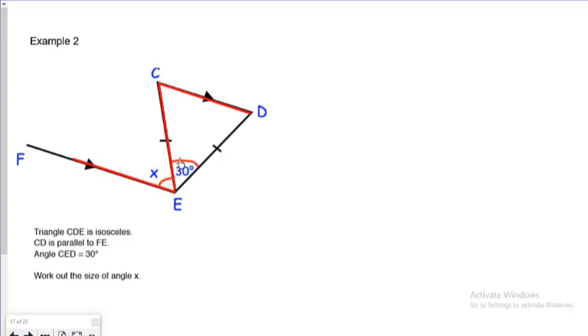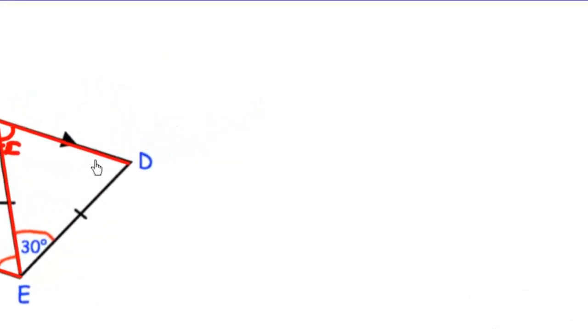I can apply the alternate angles. So this angle is alternating to this angle over here. So this is also X degrees. Now this is X degrees and this is equal to this. This is the base angle of isosceles triangle CDE. Hence, this angle must also be equal to X degrees.